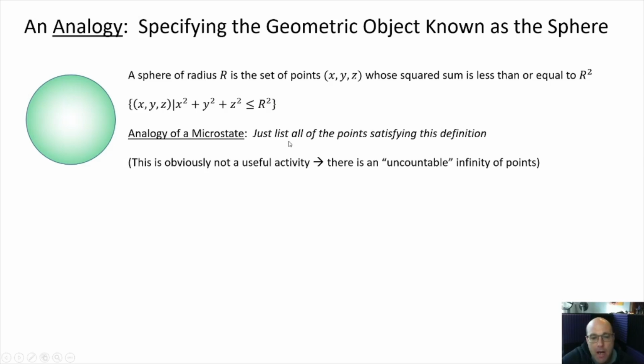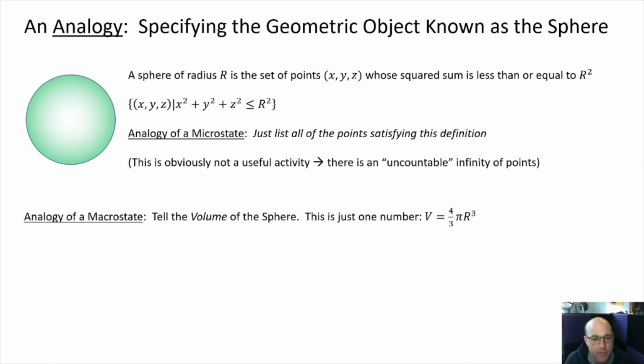And so in this example, the analogy of a microstate is to just list all the points that satisfy that condition. And that is, of course, a ridiculous idea, right? There are an uncountable infinity of points satisfying those conditions. And even if you would somehow be willing to say, okay, let's just think of a discrete grid, it's still ridiculous. It's not how you would specify anything useful about a sphere. So instead, the analogy of a macrostate in the sphere is to just tell the volume of the sphere. And that would just be one number, right? And so we know the formula for the volume of a sphere is V equals 4/3 pi r cubed. And so that's the analogy of the macrostate of the sphere. Instead of an uncountably infinite list, you just tell one number.